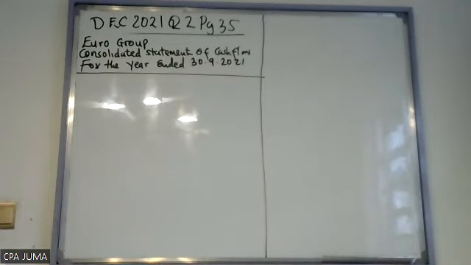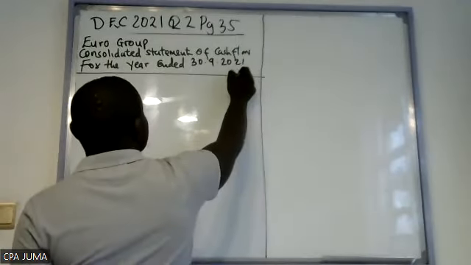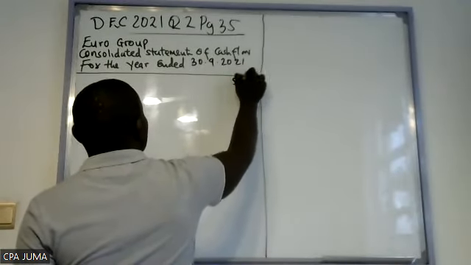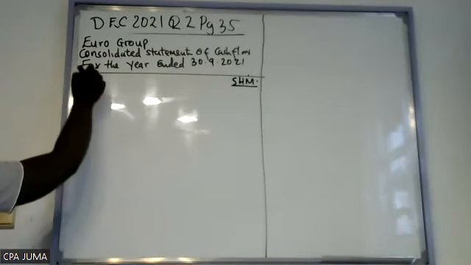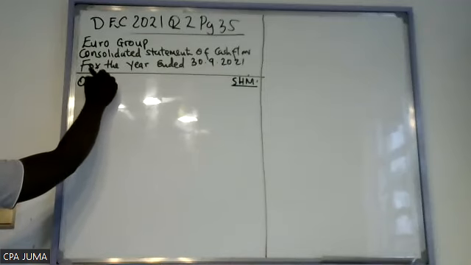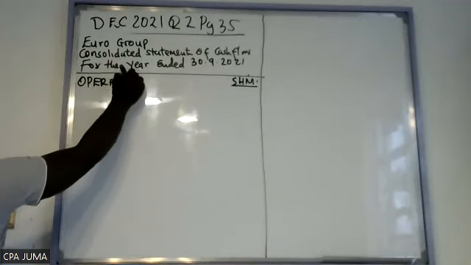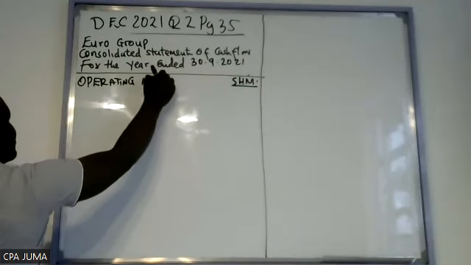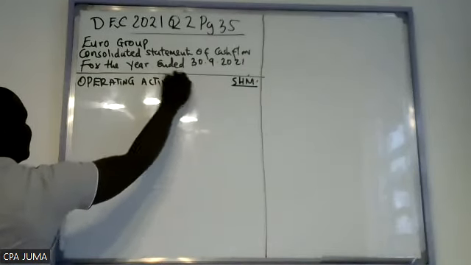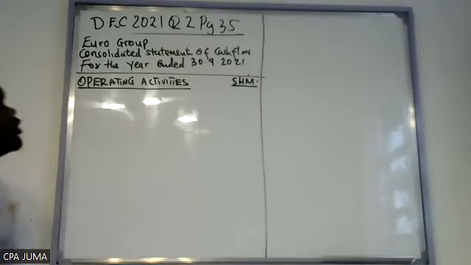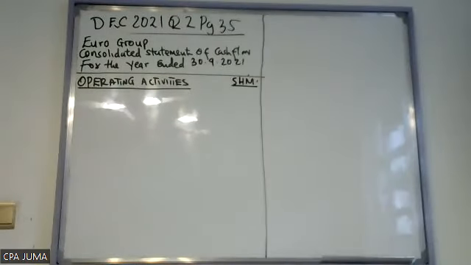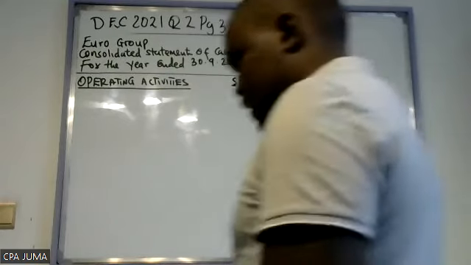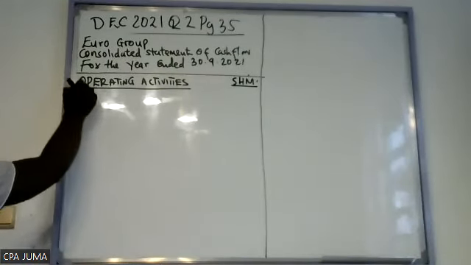Off we go. Shillings in millions. Operating activities, profit before tax.